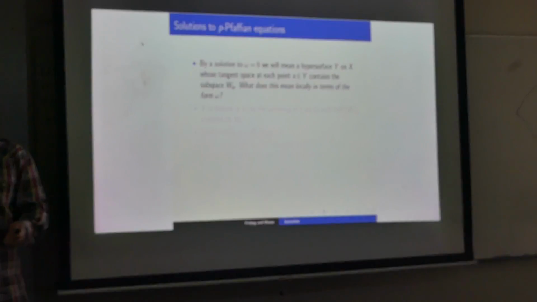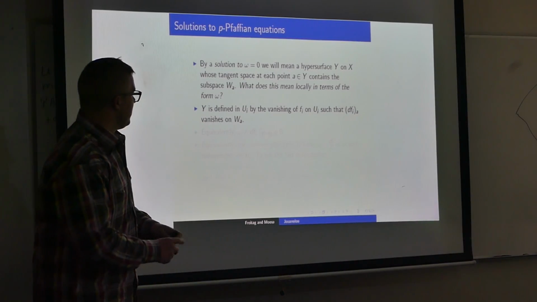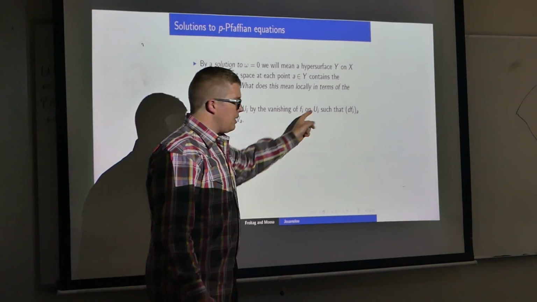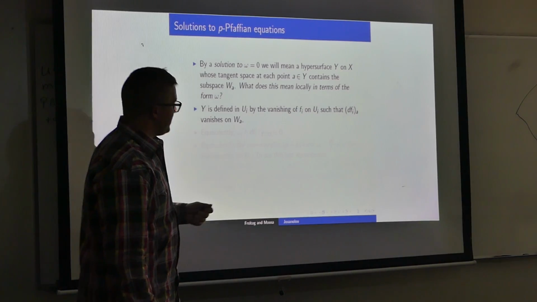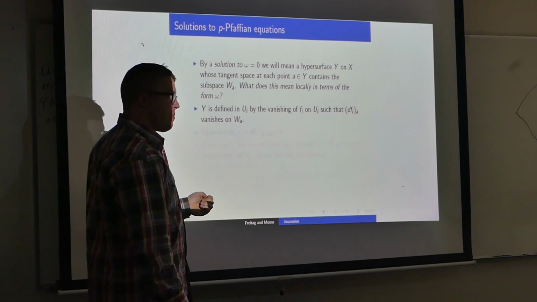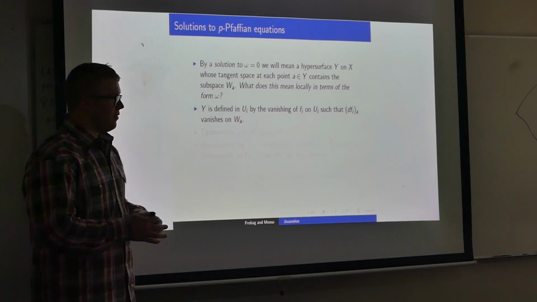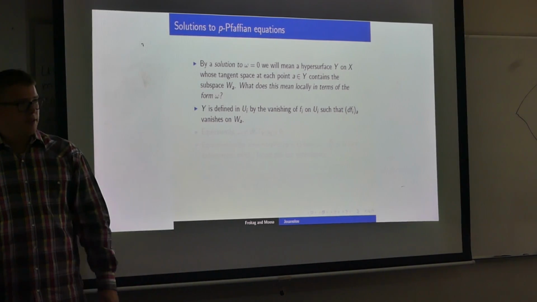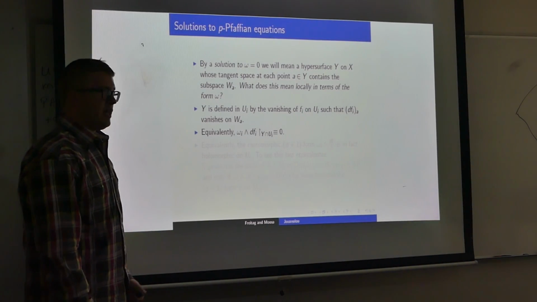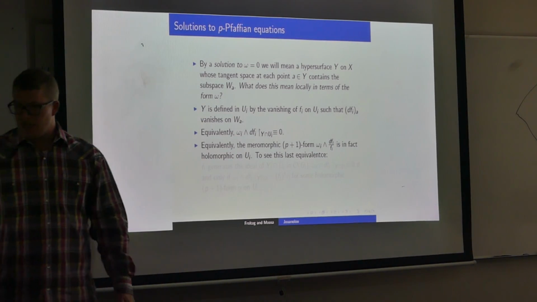And what does it mean locally in terms of the form algebraically? Well, here's what it means. Y is a hypersurface, and that means that it's given by the vanishing of some function on each open set. And df at the point a vanishes on W_a. That's the same thing as insisting that the wedge product of df with the omega is 0. Okay. And, well, there's other equivalent algebraic formulations of what this means. So just to get you used to the idea, here's another one.